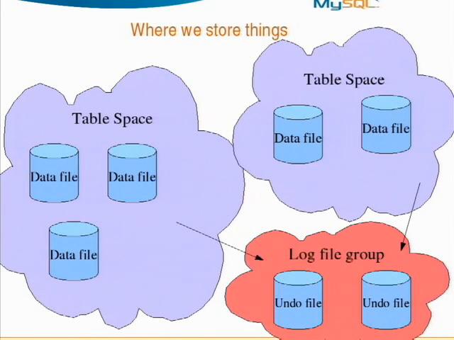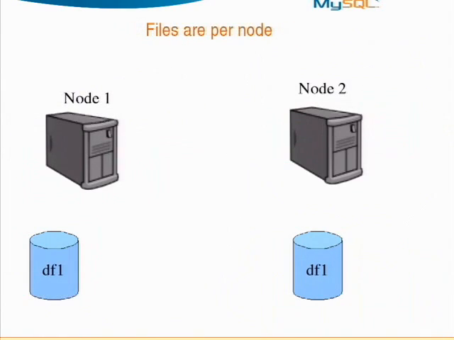A current limitation in 5.1 is we only have one log file group. In the future, we'll have it so you can have multiple log file groups, and so you can have tables in that tablespace on that spindle with that log file group on a different spindle, and another tablespace, another log file group on different spindles, and do way too much stuff for DBAs to tinker with.